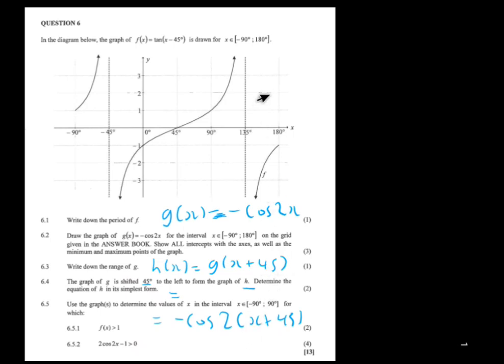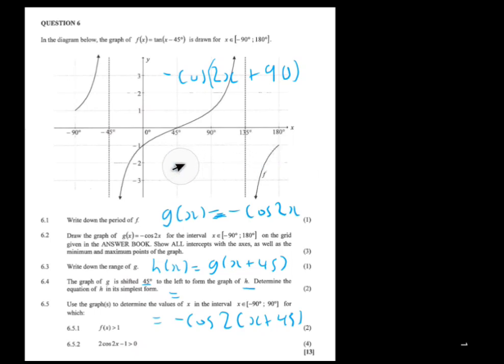Alright, so now what are we going to do? We're just going to simplify that. So it's just going to be minus cos, 2 times x is 2x, right? And then we're going to have plus 90. So this is what we have, right? But this is not the simplest form. That's the interesting part. I just want to show you something. So remember co-ratios, right? In co-ratios, we know that cos of 90 plus x is equal to sine x. Negative sine x, actually.